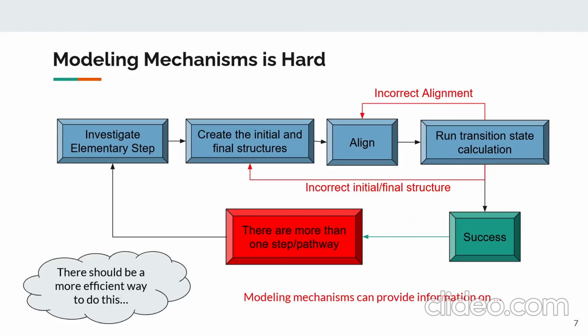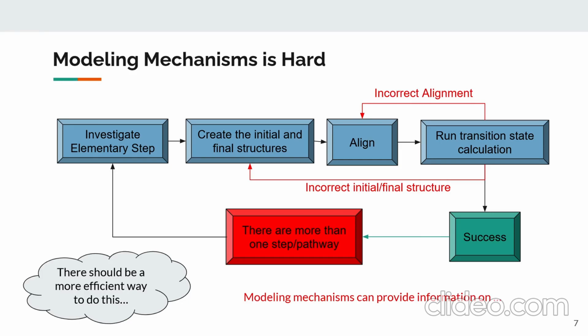Right now, even with advanced technology, the steps for chemists to model a mechanism are still hard and tedious. First, we'd have to choose an elementary step to investigate and create a model of the initial and final structures. Then we have to align the molecules and run a calculation. If it works, then yay! But a lot of errors could happen along the way, such as incorrect structure or incorrect alignment. We'd have to go back and redo those steps and run the calculations again and see if it works. And if it still doesn't work, we'd have to go back and redo them again and again and again.